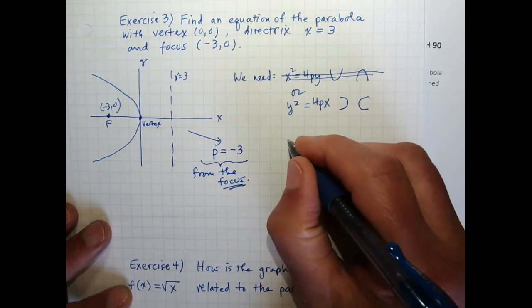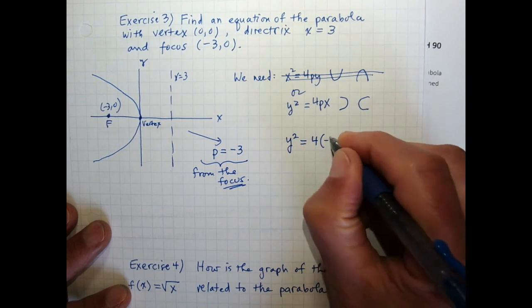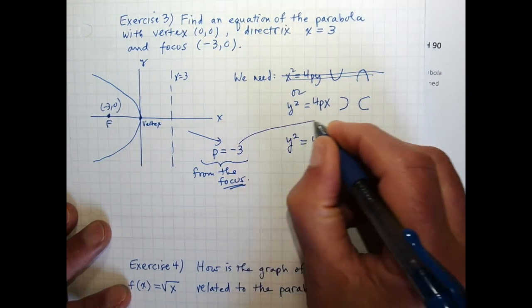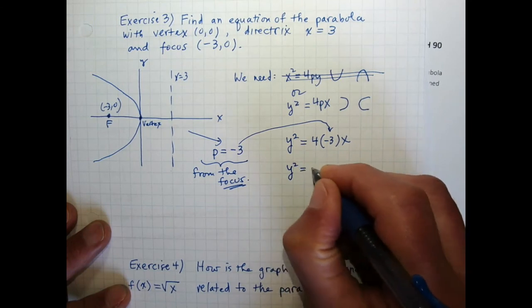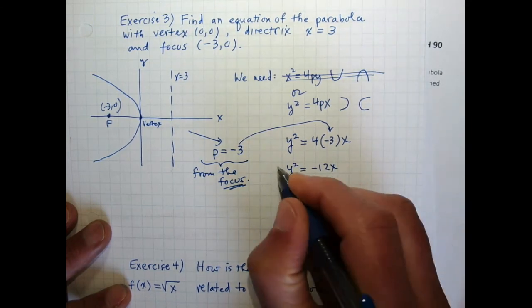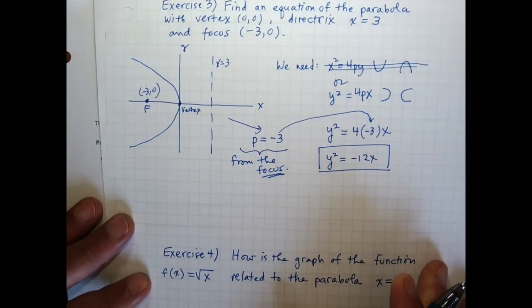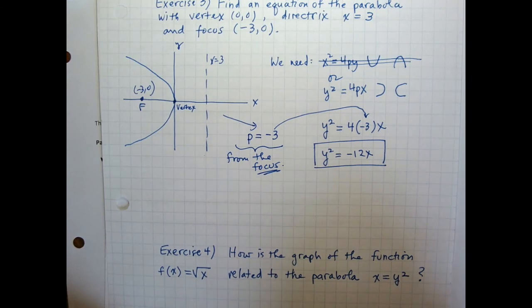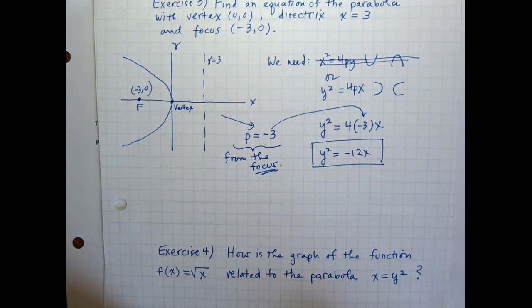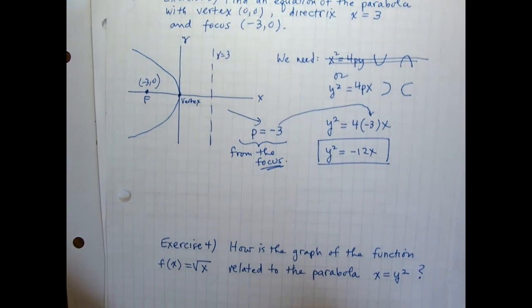So I'm going to plug in. y squared is equal to 4 times -3 times x, or y squared equals -12x. There's the equation of that parabola. And finally, just one more exercise.